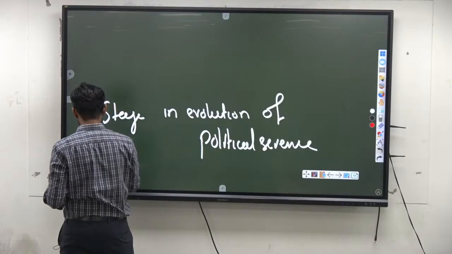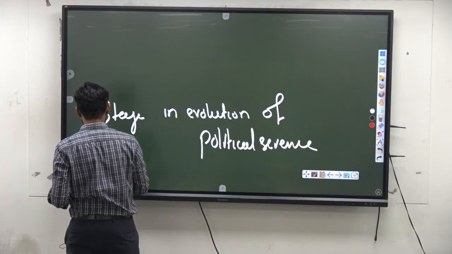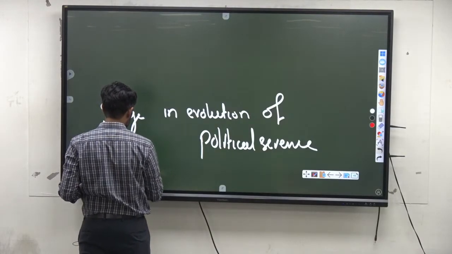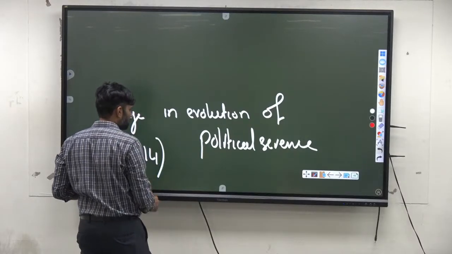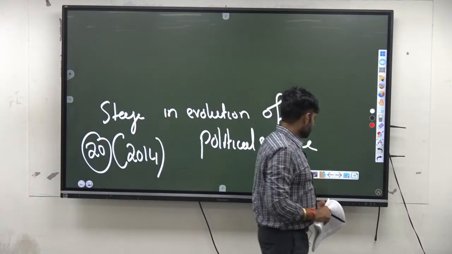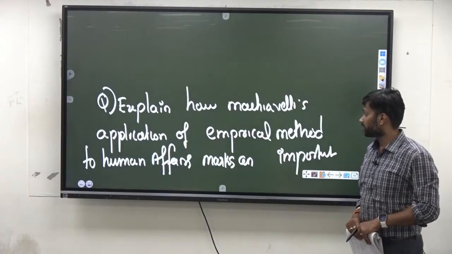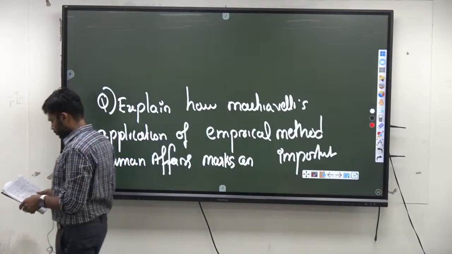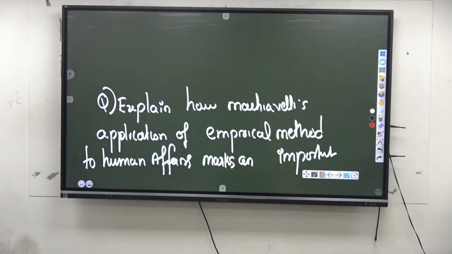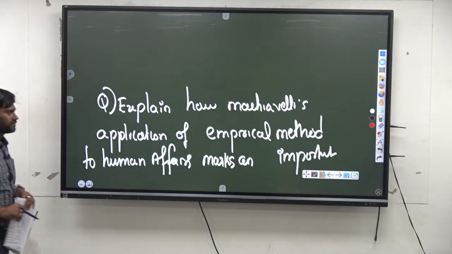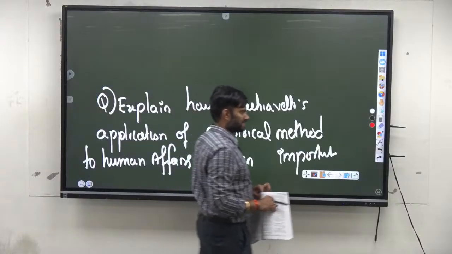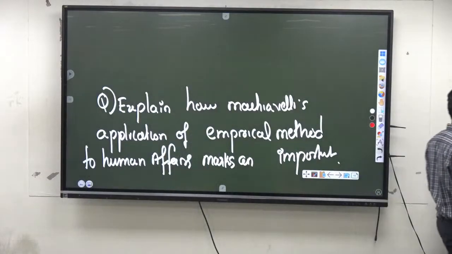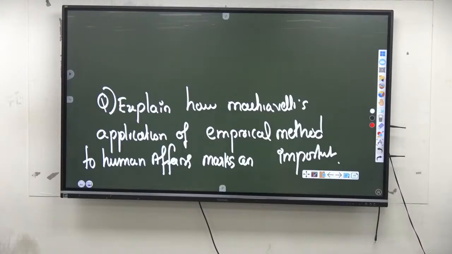And this they have asked for 20 marks. This question had appeared in 2014. So what they have told: explain how Machiavelli's application of empirical methods to human affairs marks an important stage in the evolution of political science. So how do we approach this question? What are the points we can generate here?